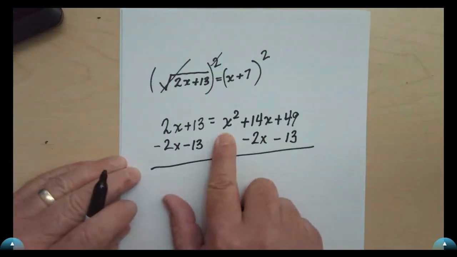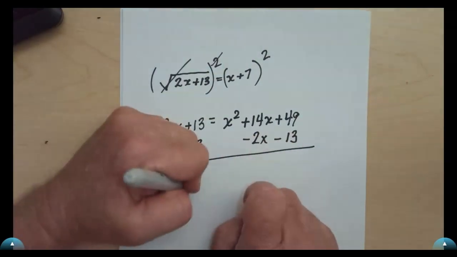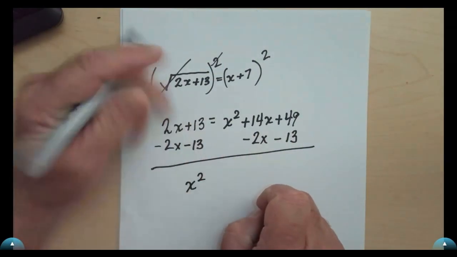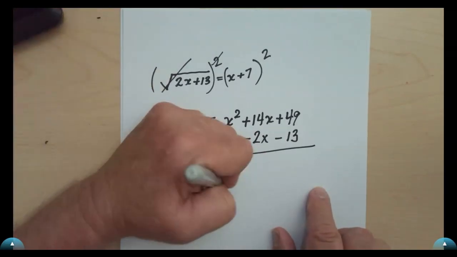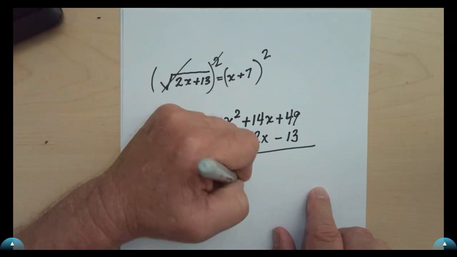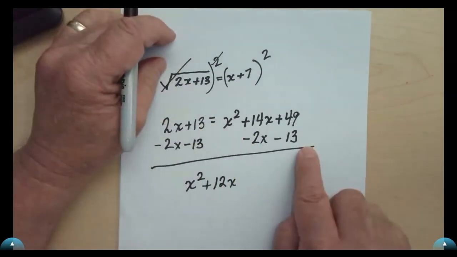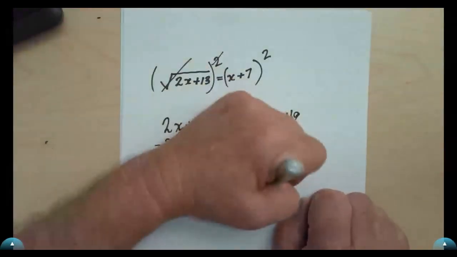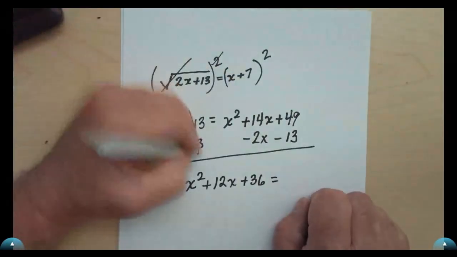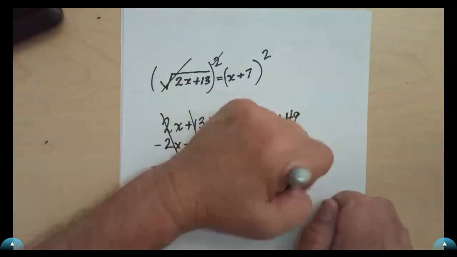So when I do this on the x squared side, I'm going to have x squared. 14x minus 2x is positive 12x, so plus 12x. And 49 minus 13 is positive 36. And of course, that's equal to 0 because everything on the other side cancels.